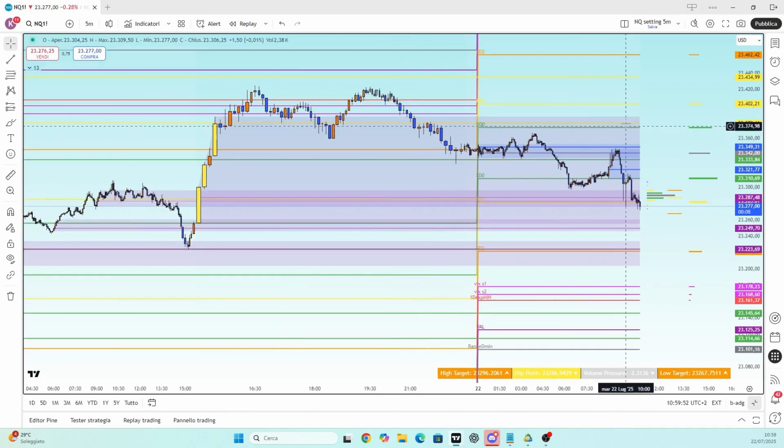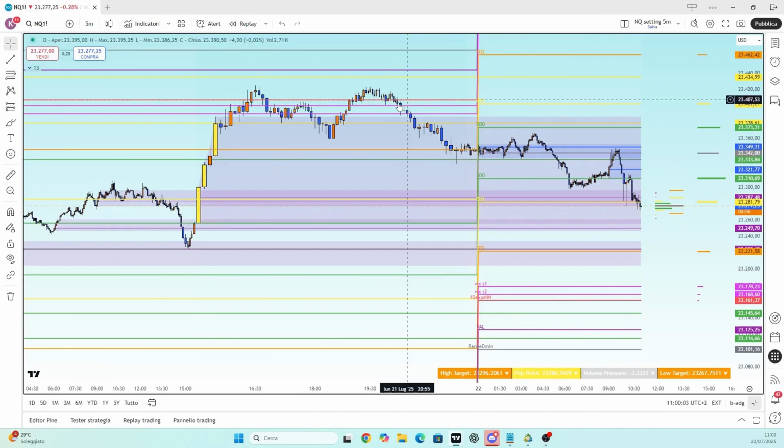Let's say we're working within the BC3 level area. We've just revisited the zone from yesterday's European market opening. This is today's, and this is the one from the regular trading hours. This one instead concerns today's European market opening.